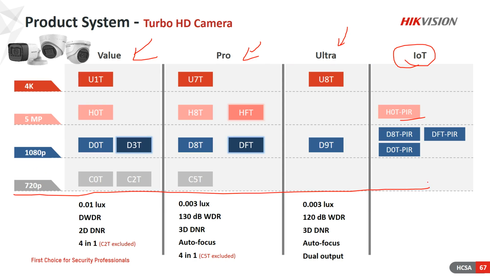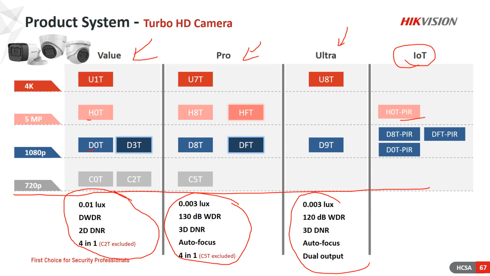And this is the level for different resolutions. Like C stands for 1 megapixel, D stands for 2 megapixel, E means 5 megapixel, and U means 4K, 8 megapixel. And these are the different levels and the functions they have. Of course, the higher the level, the more functions it has. Like the two output we mentioned before is only supported by like 2 models of PA.